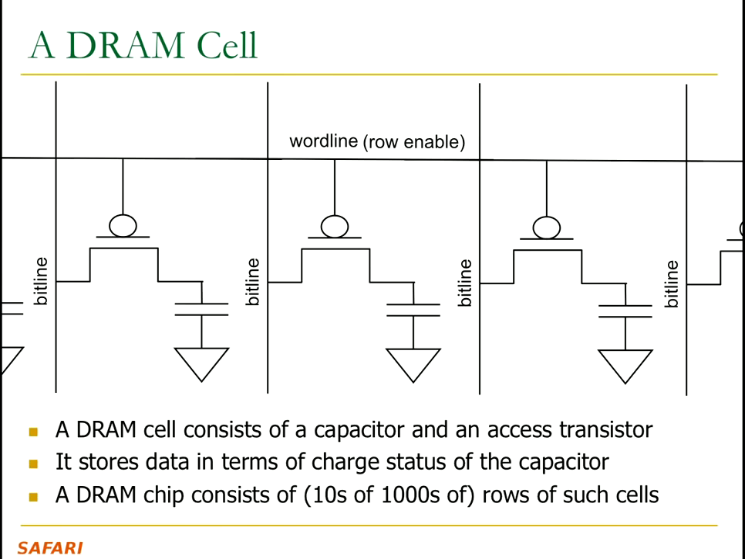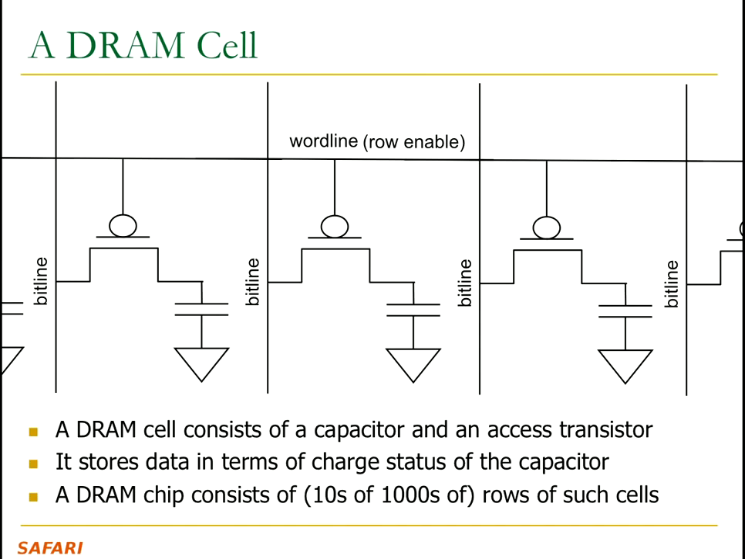So this is one of the rows that I showed you earlier, right? You have rows and columns. Basically, this is a row over here. And if you want to access an entire row, you need to enable this word line, if you will. Again, you don't need to remember this exact terminology. As long as you can reason about things, that's fine. You will see these later on.